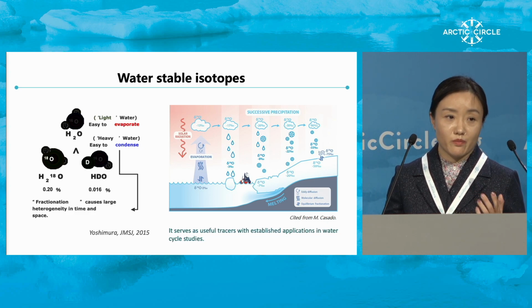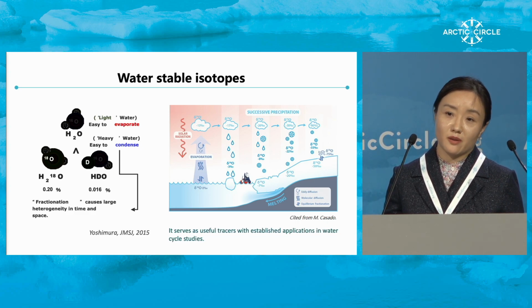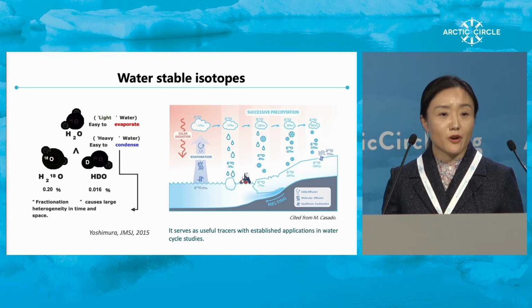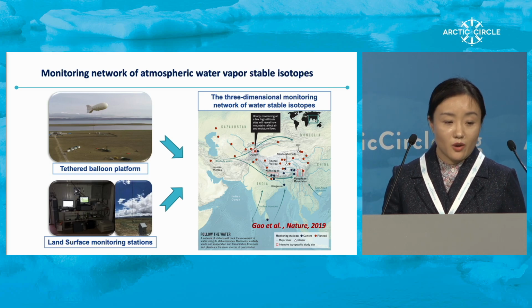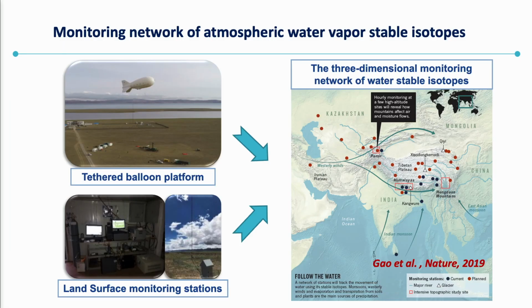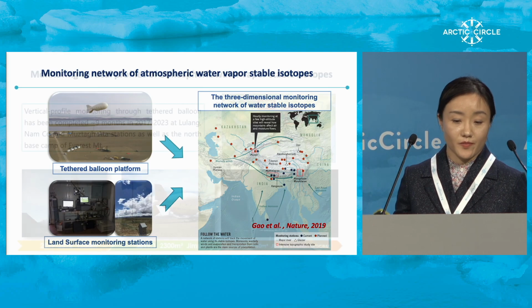So we can monitor the atmospheric water vapor stable isotopes to trace the atmospheric water cycle. Since 2014, we have established a monitoring network of atmospheric water vapor stable isotopes on the Trans-Himalaya. All these stations are located along the moisture transport by the westerlies and monsoon. We use these high-resolution data to capture the changes of the atmospheric transport.